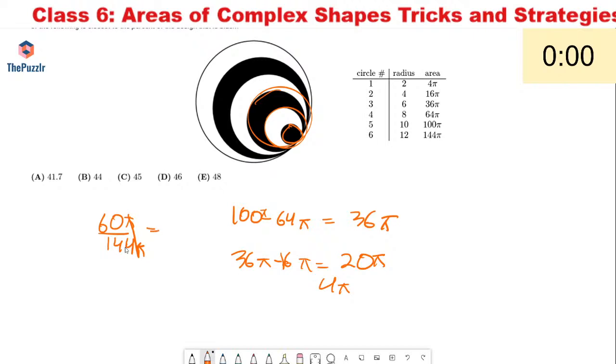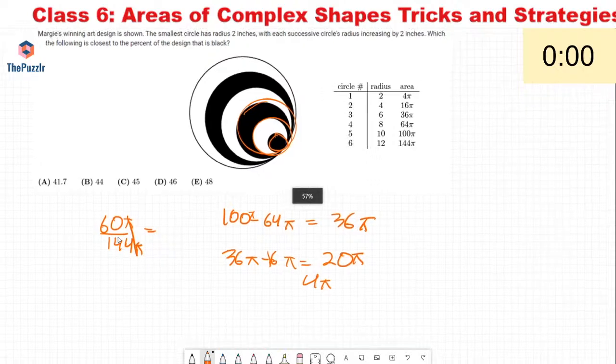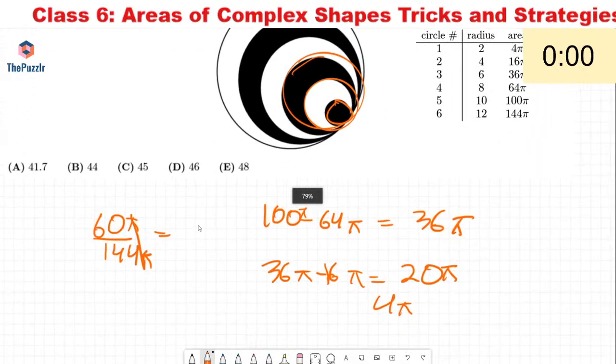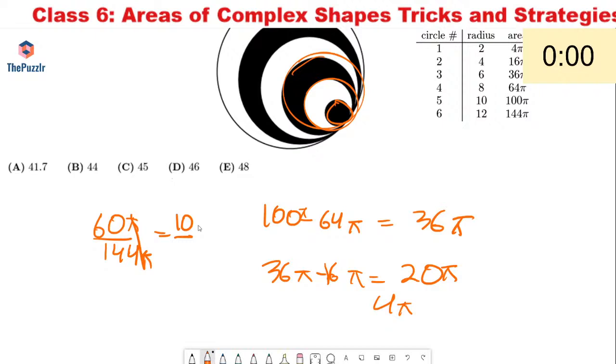Pi cancels. 60 over 144. Which of the following is closest to the percent of the design that's black? Well, 60 over 144, let's simplify that. Both are divisible by 6, right? So this is 10 over 144 divided by 6. That gives us 24. 6 times 20 is 120, 4 times 6 is, yep. And this is 5 over 12. Okay, 5 over 12, not too hard to calculate.